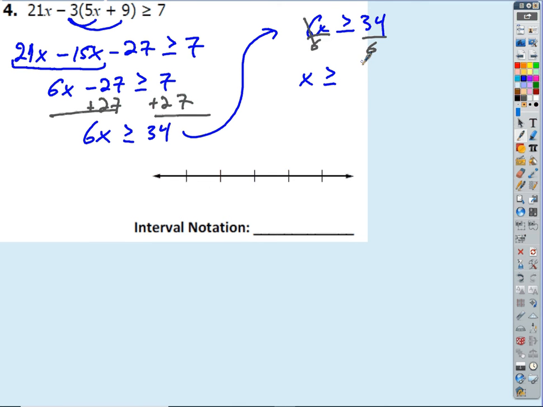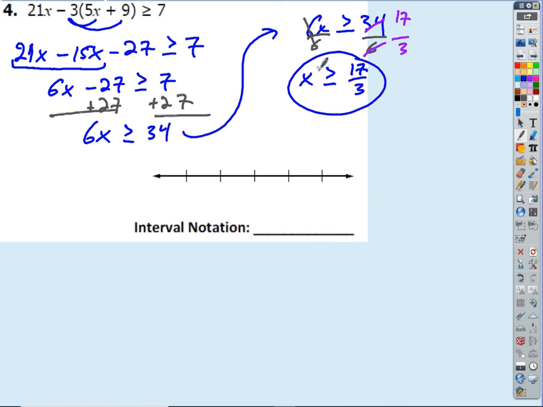Can that be reduced? Pretty sure. Yeah, what can I divide both numbers by? 2. Yeah, 3 I couldn't do, but I could do 2. So if I divide each one by 2, I'm going to get 17 over 3. So x is greater than or equal to 17/3 is my answer, right?